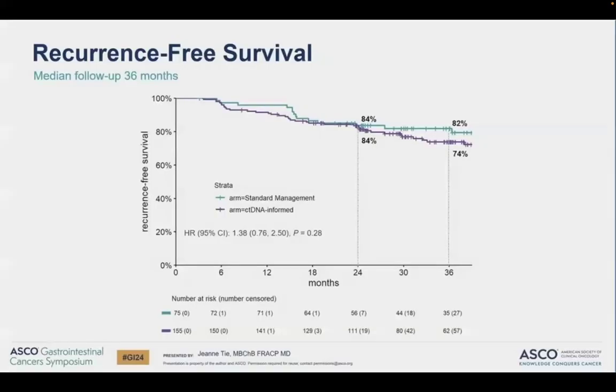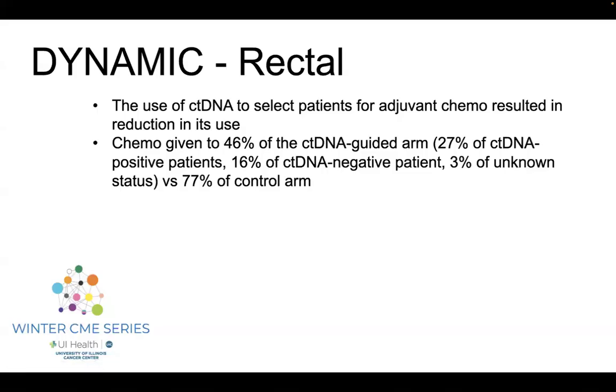So looking at the recurrence-free survival, the top arm is standard management, and the purple is ctDNA informed management. Looking at a median follow-up of 36 months, on this top graph you can see there's a pretty significant space here. At the 36-month mark, you're looking at 82% versus 74%. So again, it looks like using a ctDNA informed approach may have some benefit. What they found was that the use of ctDNA to select patients for adjuvant chemo resulted in a reduction in chemotherapy use. Chemo was given to 46% of the ctDNA arm, so 27% of ctDNA positive patients, 16% of ctDNA negative patients, versus 77% of the control arm. So again, it looks like we could potentially use ctDNA to decide who should and should not get chemotherapy.